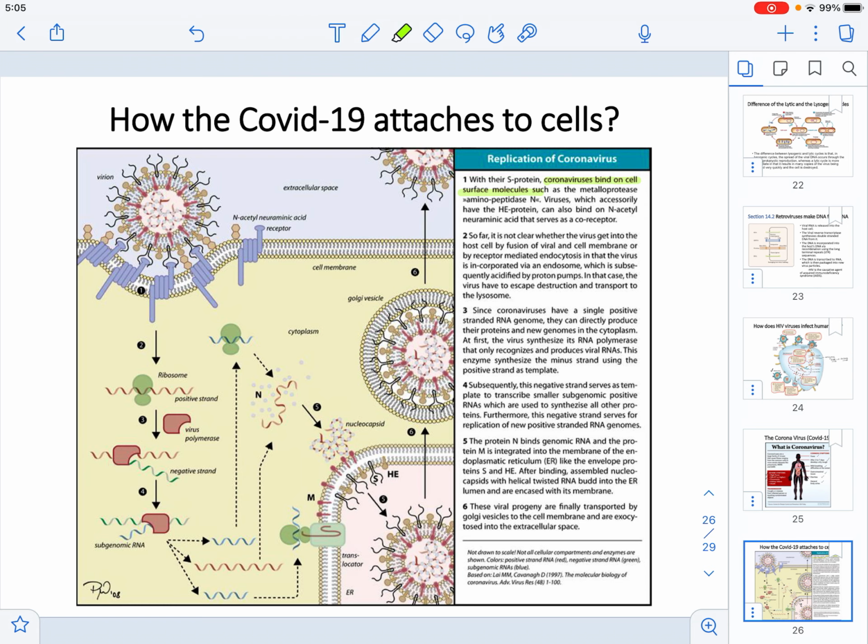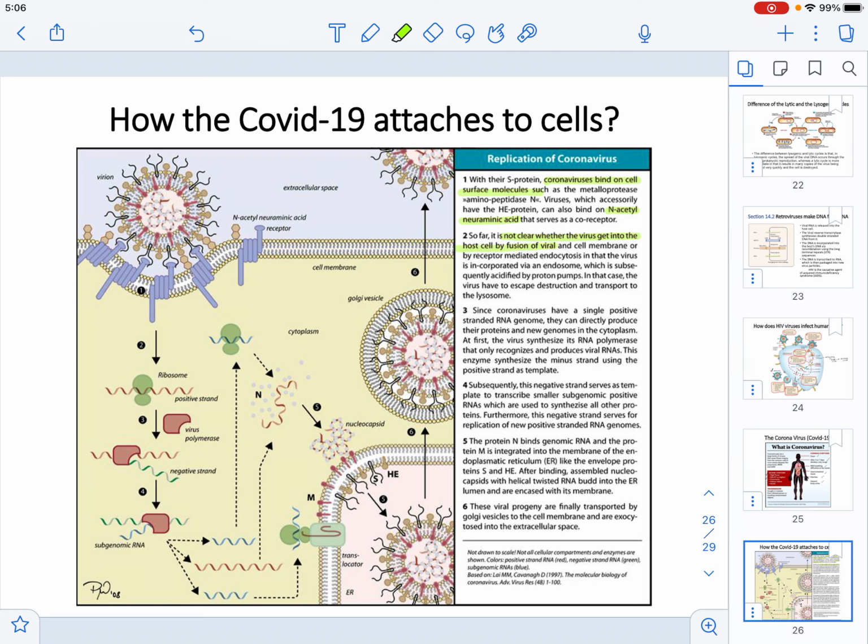Now, as you can see, some of these cell surface molecules that are in the host cell are going to include metalloproteases, aminopeptidases, so on and so forth. Now, understand that there's also a co-receptor that is known to be an N-acetyl neuraminic acid.